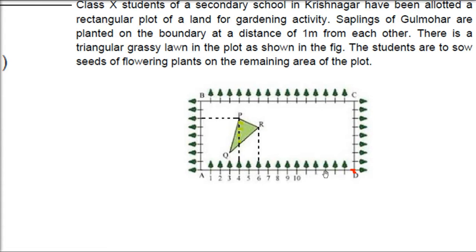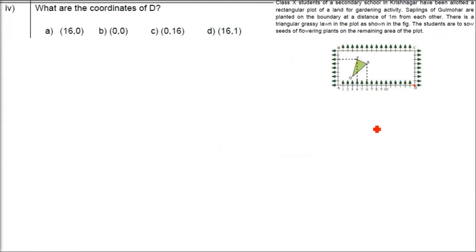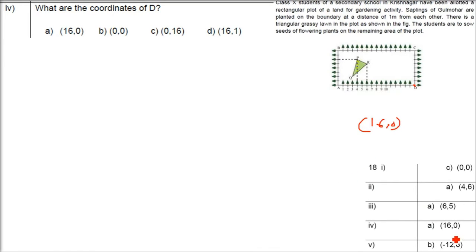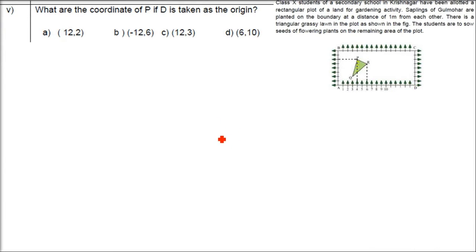So from here, you see the numbering is given 10, 11, 12, 13, 14, 15, 16. So it is 16 on the x coordinate, and y is 0. So (16, 0) is the coordinate of D. This is the answer, (16, 0). So A is the answer.